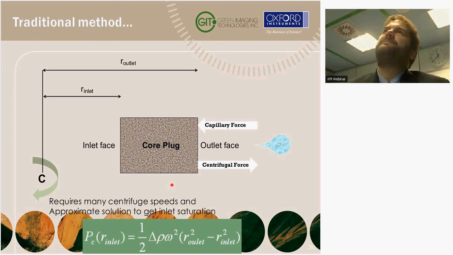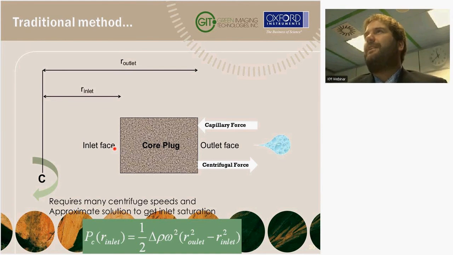For the centrifuge measurement, we have a plug, we fill it with brine and we spin it in the centrifuge. We wait till water stops coming out of the rock, in other words, it reaches equilibrium. We measure the average saturation in the rock. Bremner was nice enough to tell us what the inlet saturation was through this equation many years ago.